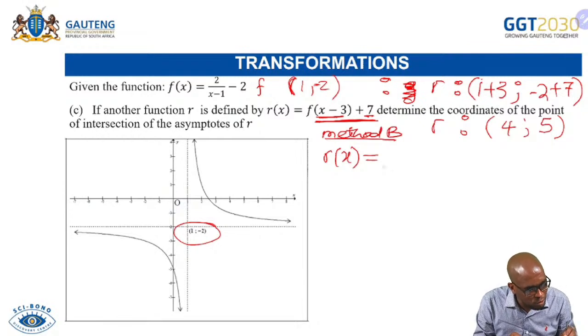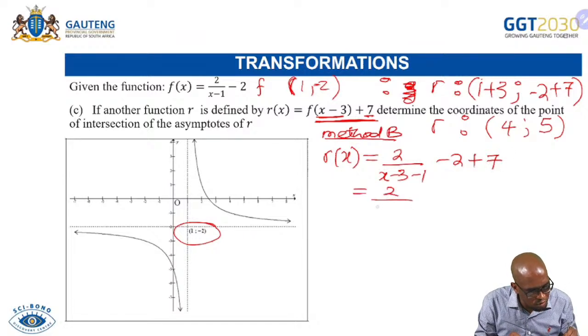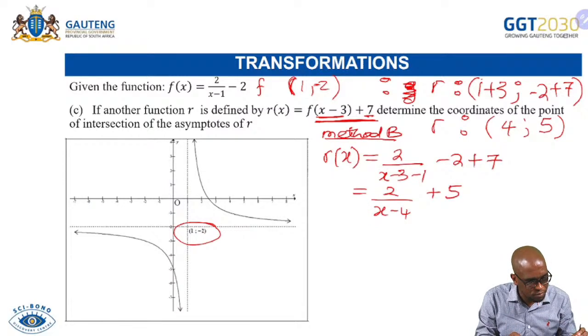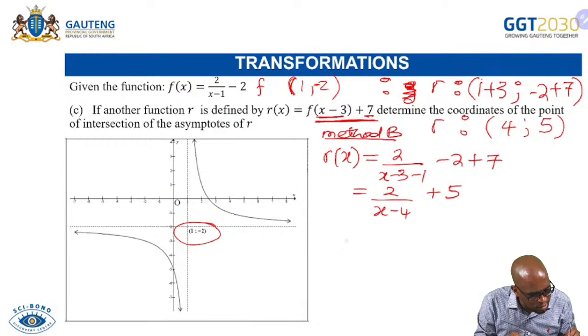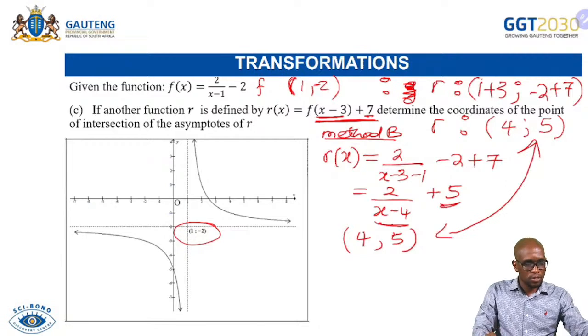So for r of x, we're going to have that this is 2 over, where we see x, we put x minus 3. So this is x minus 3 minus 1. And then we had minus 2. We're going to move that vertically by 7. So this would be 2 over x minus 4 plus 5. So now from here you can see that the point of intersection would be 4 as well as 5. So it's the same as that. It's exactly the same.